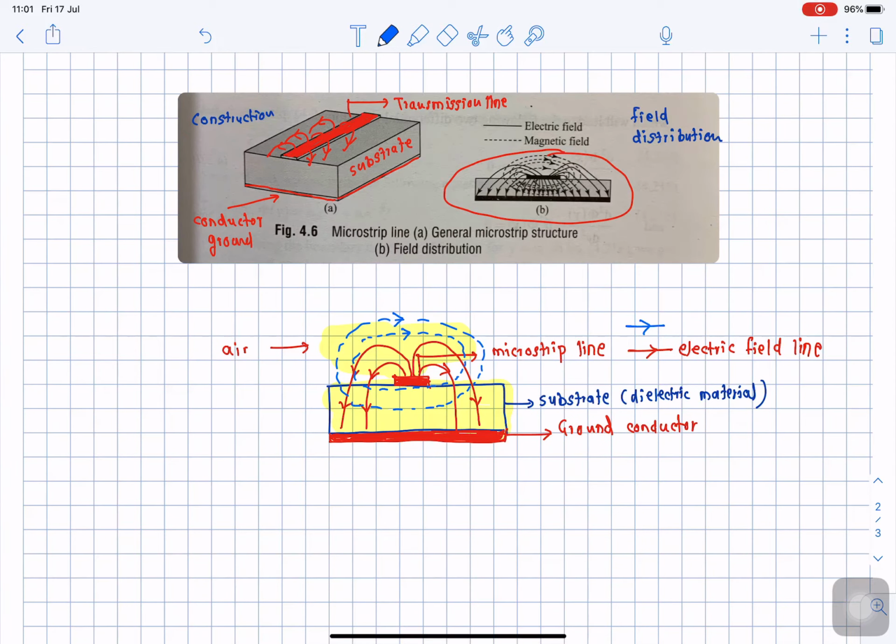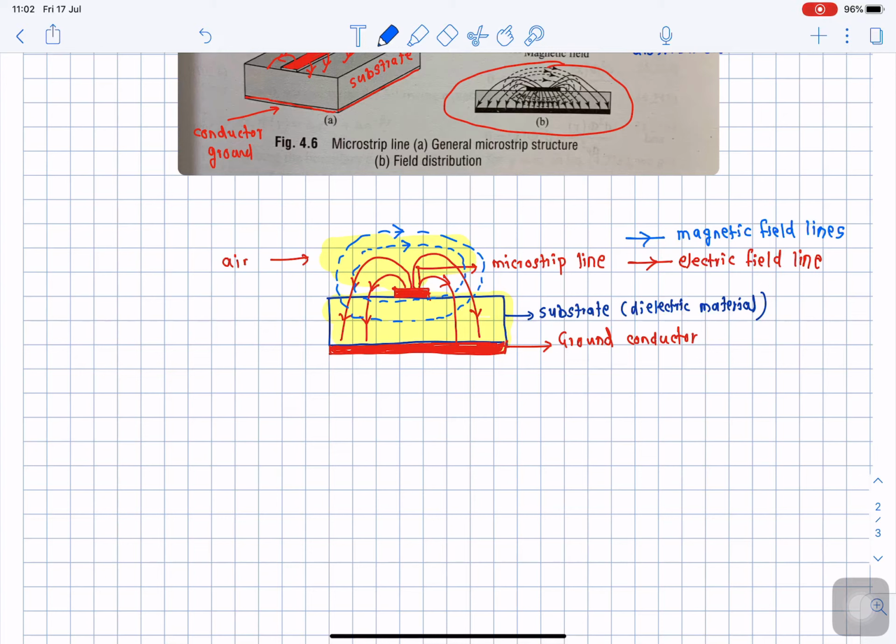Now a question will be there in your mind: though it is a two-wire conductor system, why will it not support pure transverse electromagnetic wave propagation? The reason is that the top surface area of this strip line is not covered by a separate ground plane.